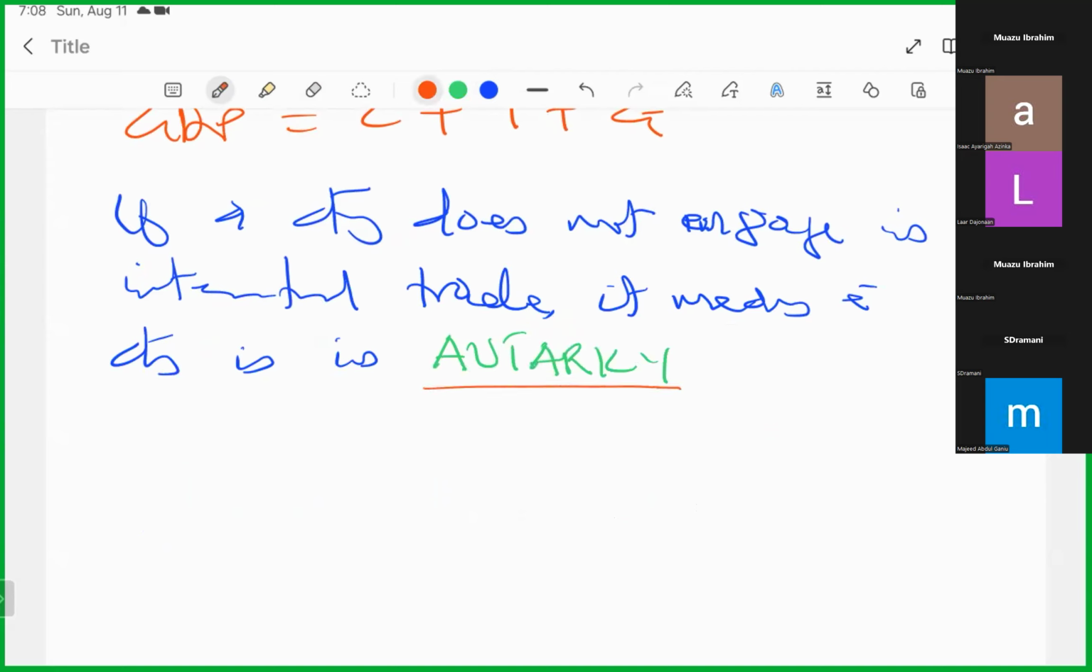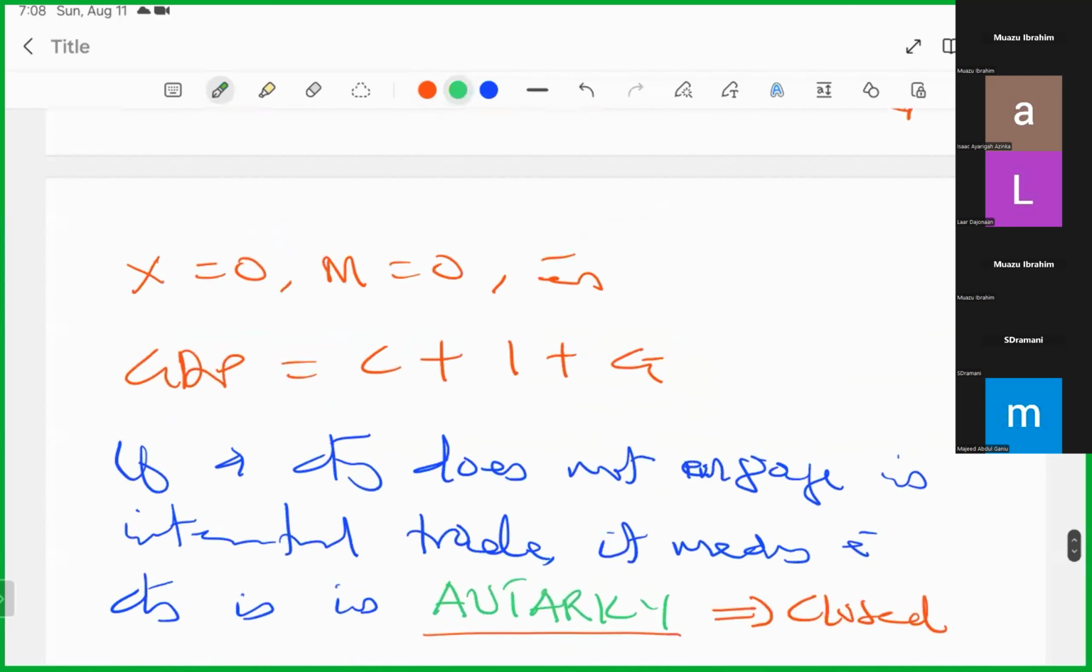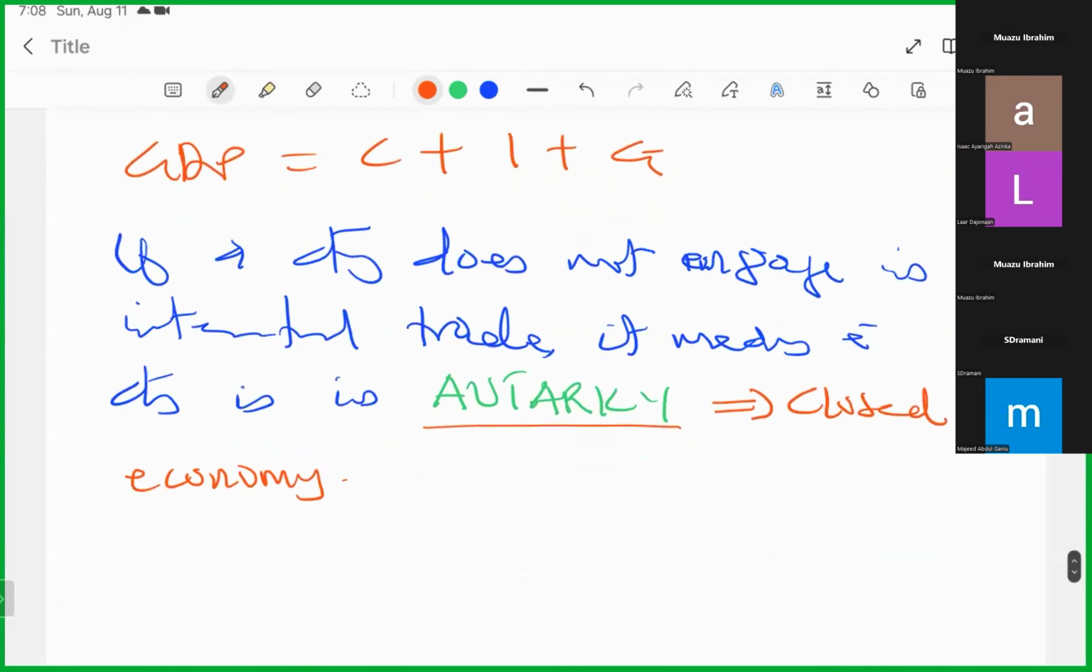And by being in autarky, it means that you are a closed economy. And by being a closed economy, it means that you don't open up to international trade. You don't buy anything from anyone, which is import, and you also don't export, or sell to anyone. So you don't engage in international trade. And without engaging in international trade, we say the country is in autarky, or the country is a closed economy.